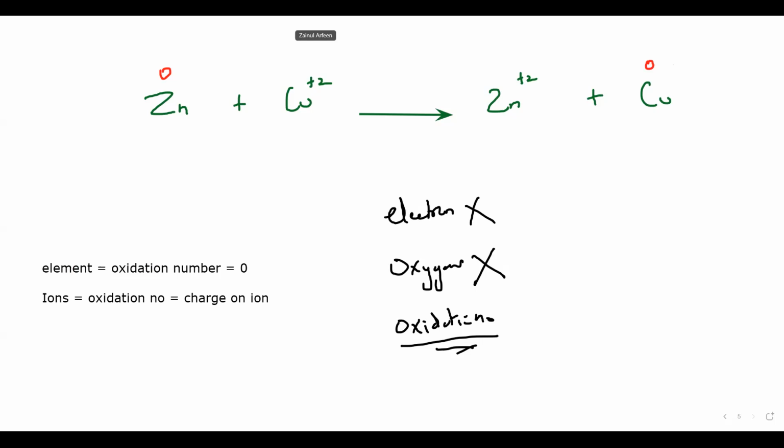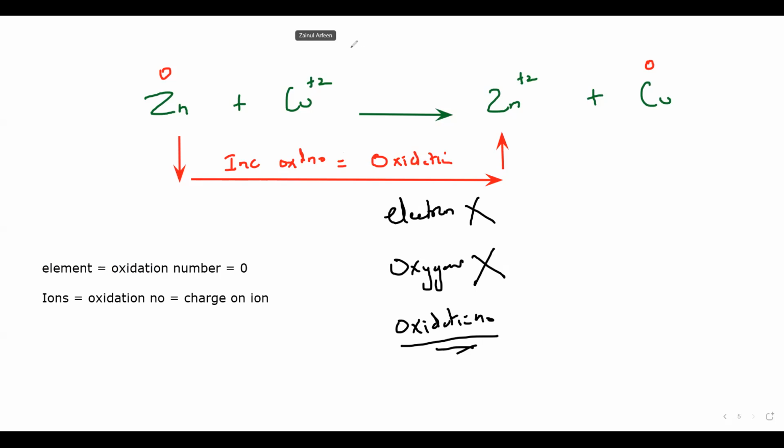Now we want to identify the changes, whether it is oxidation or reduction. When you check zinc, it was 0 and becomes +2. If 0 becomes +2, what happened to the oxidation number, increase or decrease? Originally it was 0, but now it changes to +2. So it increases. Whenever there is an increase in oxidation number, what do we call this change? We call this change oxidation, because the oxidation number increases.